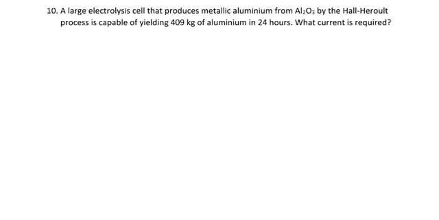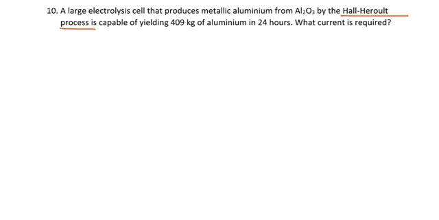And then we have question 10. Question 10 says a large electrolysis cell that produces metallic aluminium from the aluminium ore by the Hall-Heroult process is capable of yielding even up to 409 kg of aluminium in 24 hours. By the way, I don't even know how to pronounce it properly. This same process is the process by which metallic aluminium is produced commercially from the ore itself.